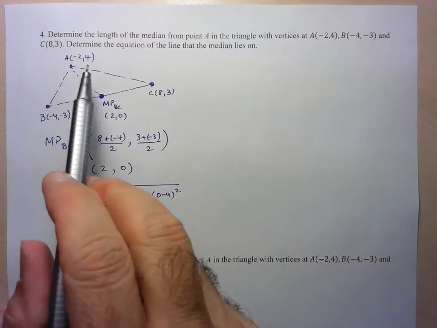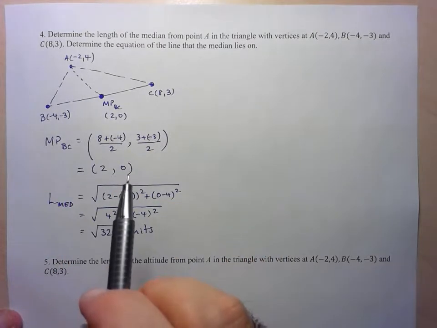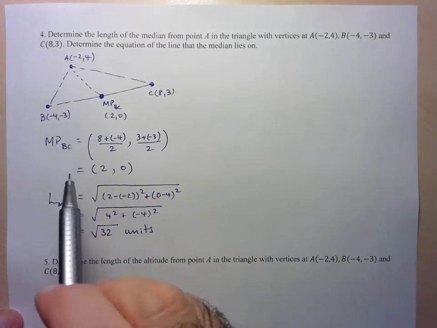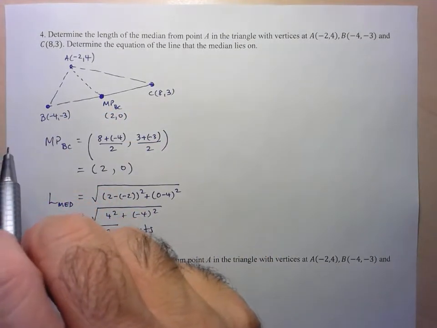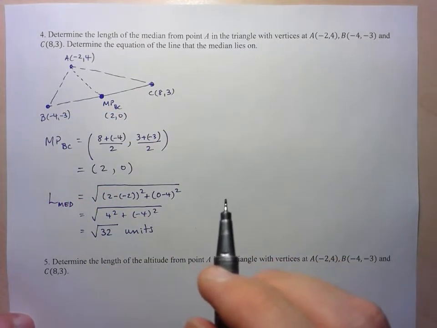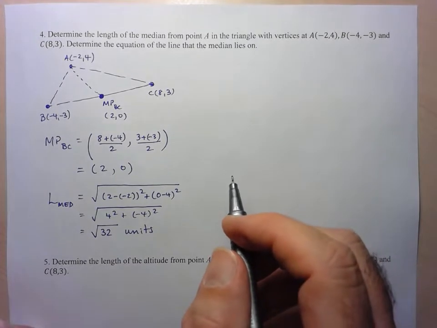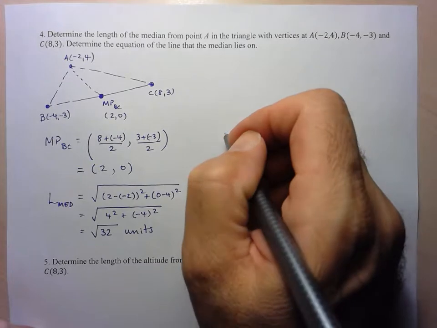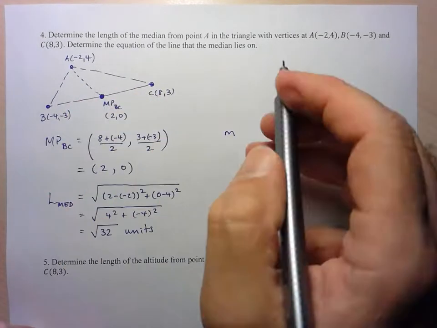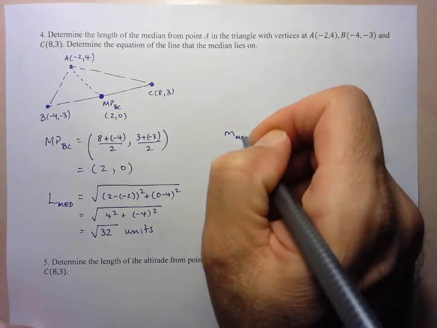Let's go to the second part of the question, which is to determine the equation of this line. Now what I have is 2 points that lie on the line, and that's enough information to find the equation of a line. In order to find the equation of a line, I need a slope and a point. So first, let's calculate the slope of the line that I'm looking for, the slope of the median.